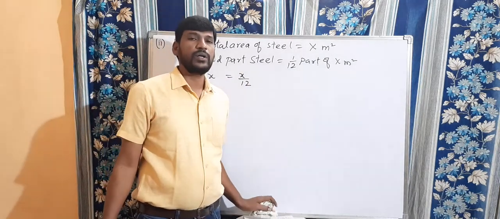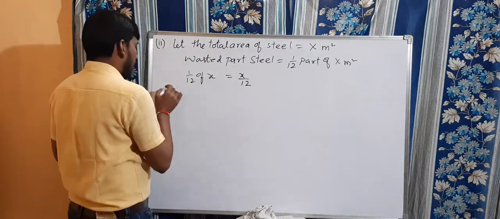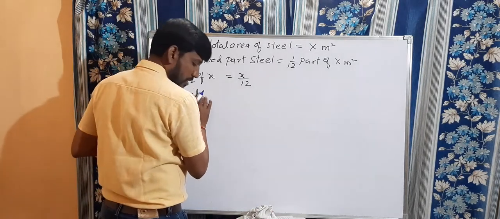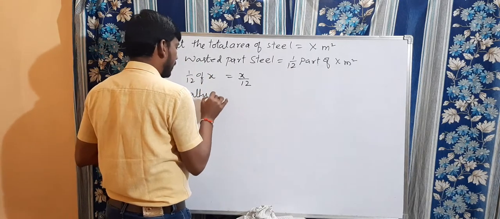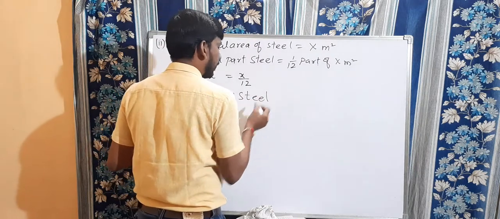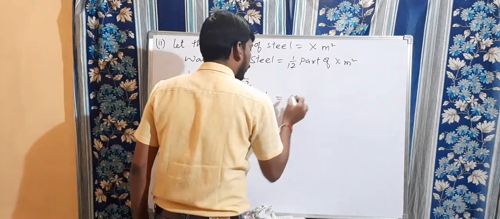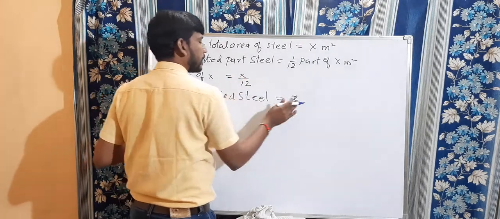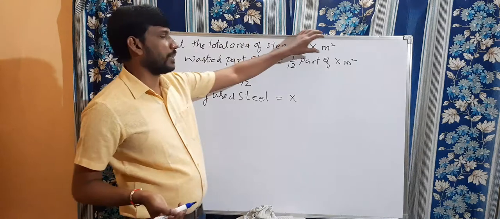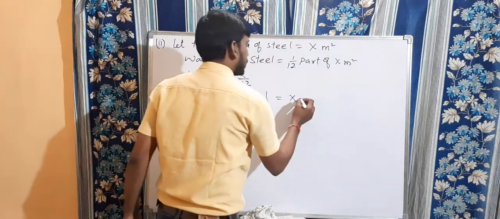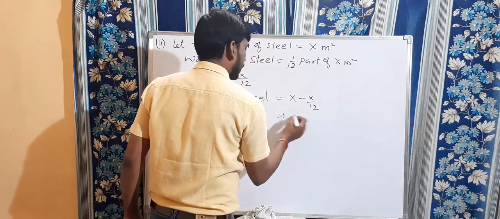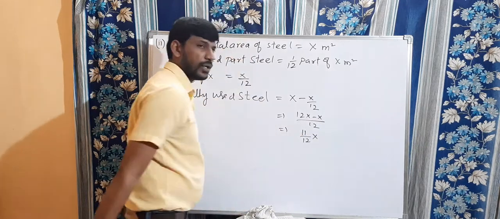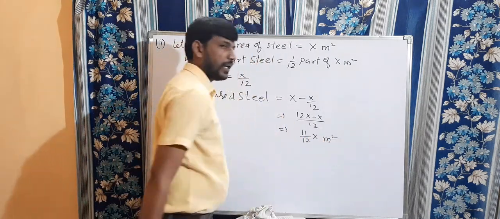Then how much steel is used for making a tank? So now actual steel used to make a petrol tank is the total, capital X, x meter square, from which we subtract the wasted part: x minus x/12. Which implies 11/12 of x steel they used, 11/12 x meter square. This much steel they used.